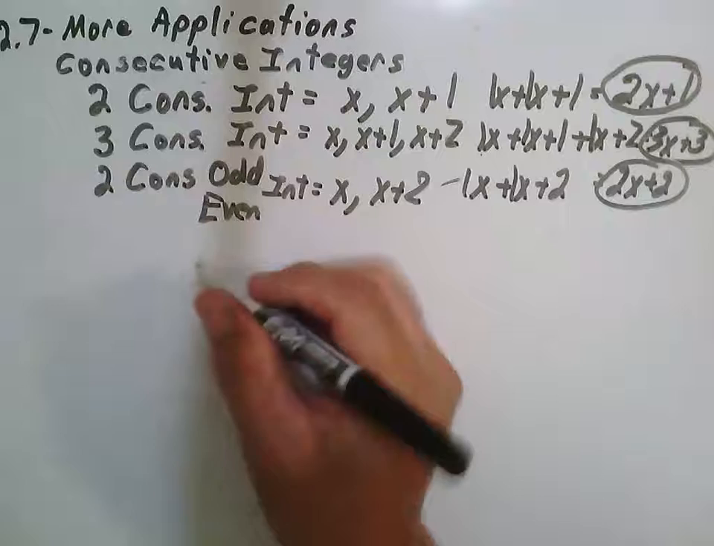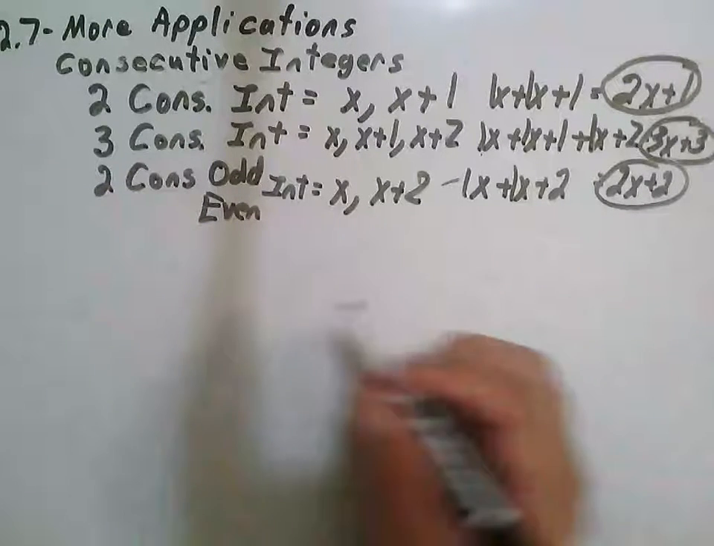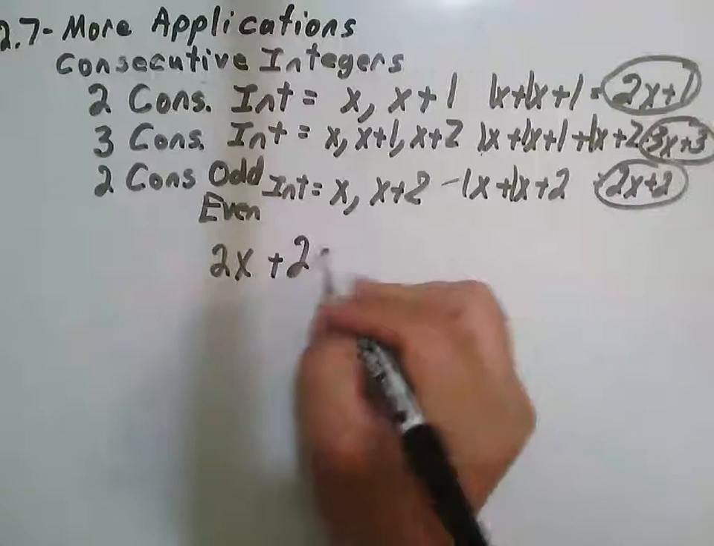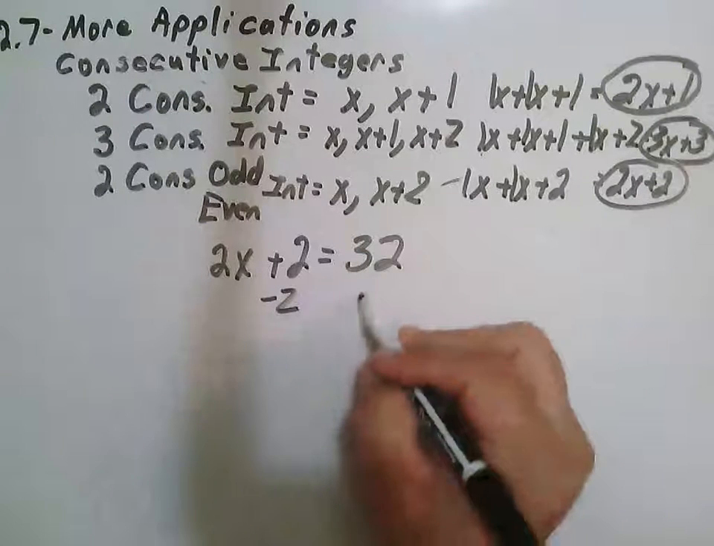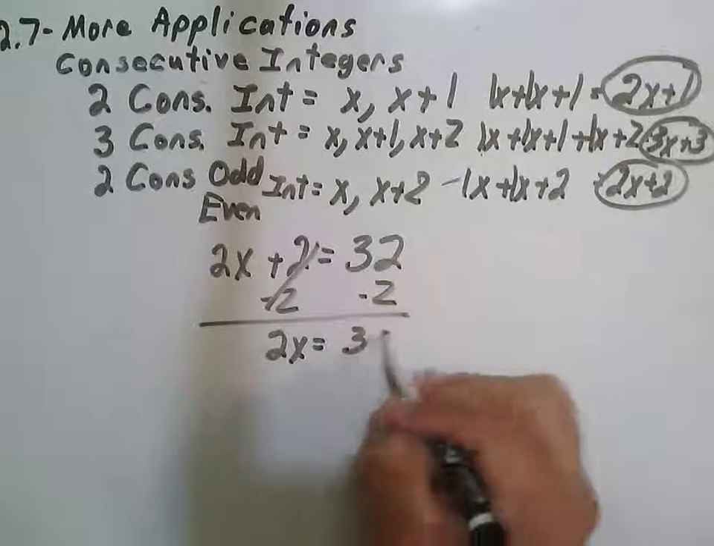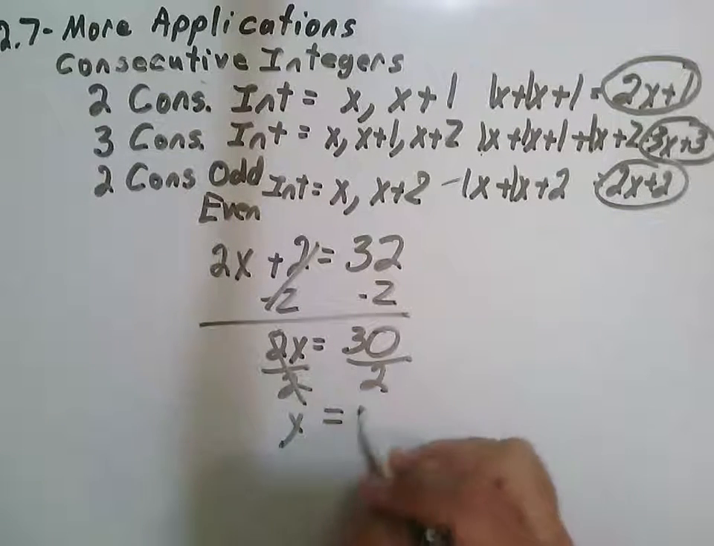So if I said that I have two consecutive integers whose sum is 32, let's just say. So that's going to be 2x plus 2 is equal to 32. Because this is an even number, I know it's going to solve now, so subtract 2 from both sides. That's going to give me 2x is equal to 30. Divide both of these by 2. x is going to be equal to 15.